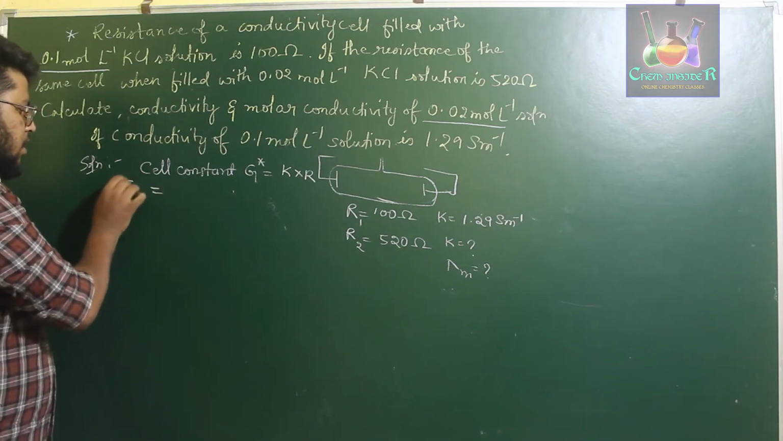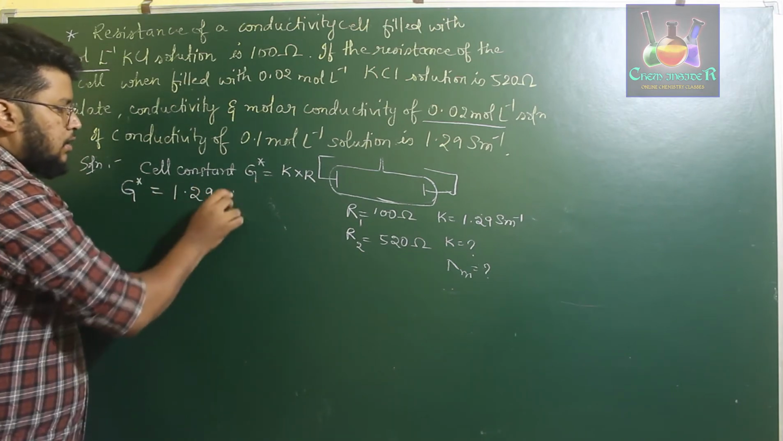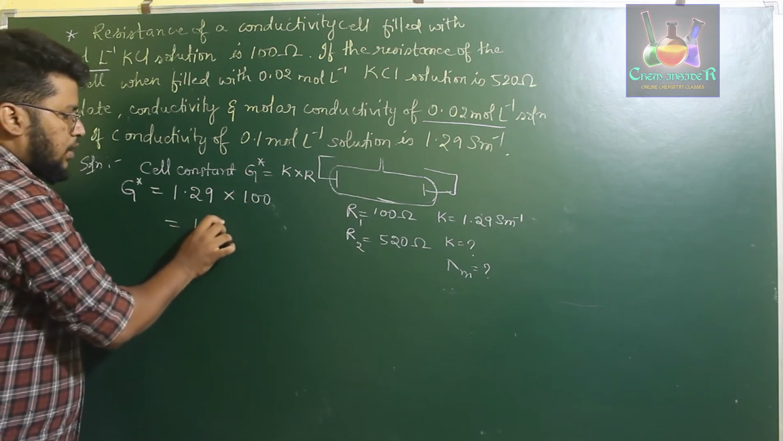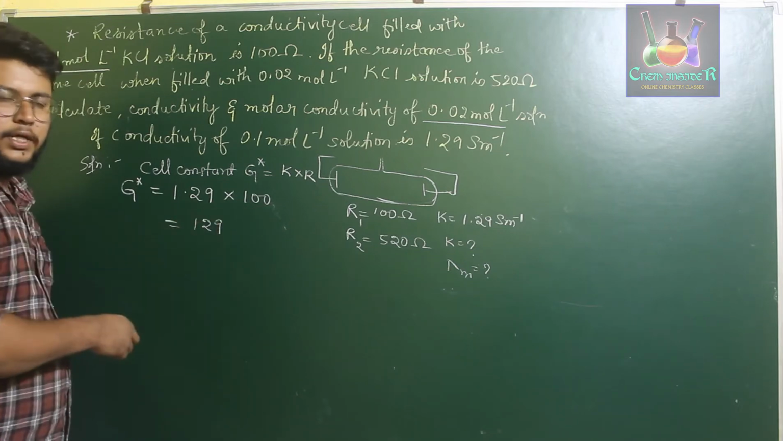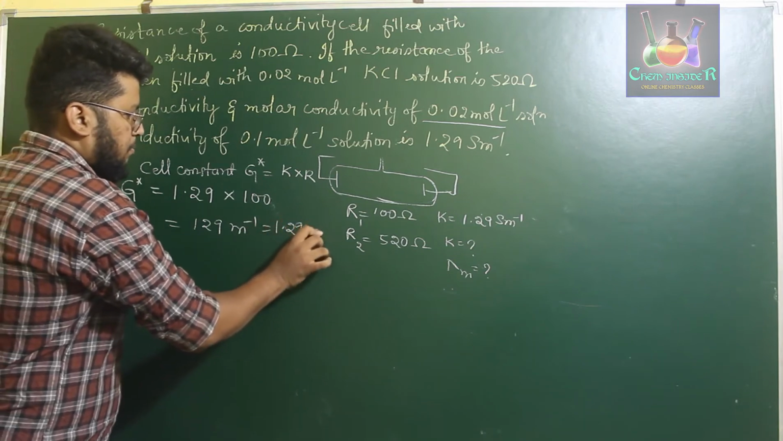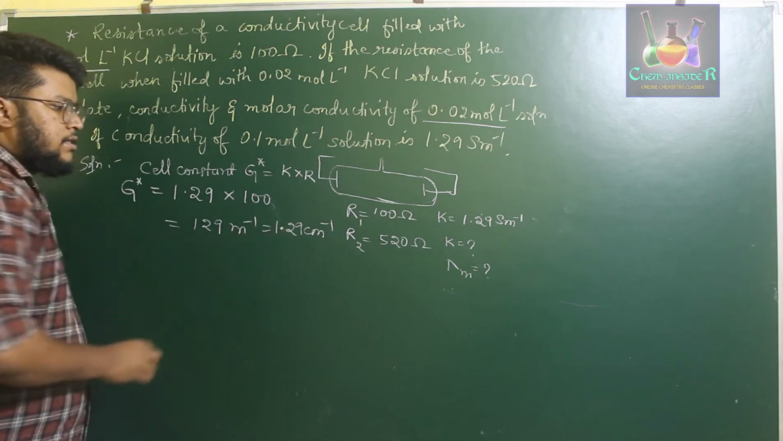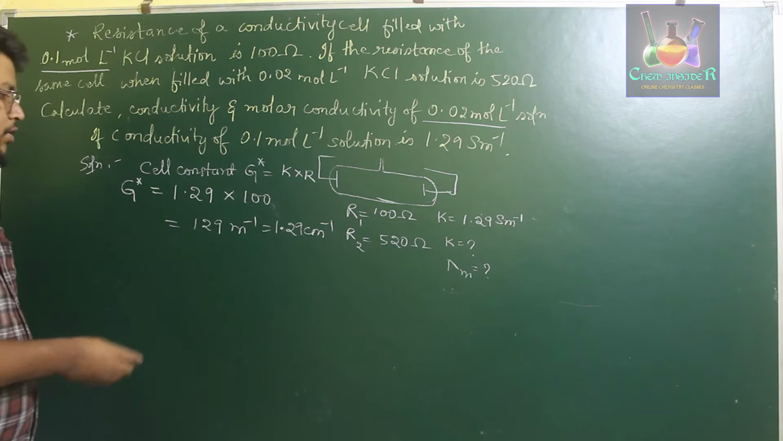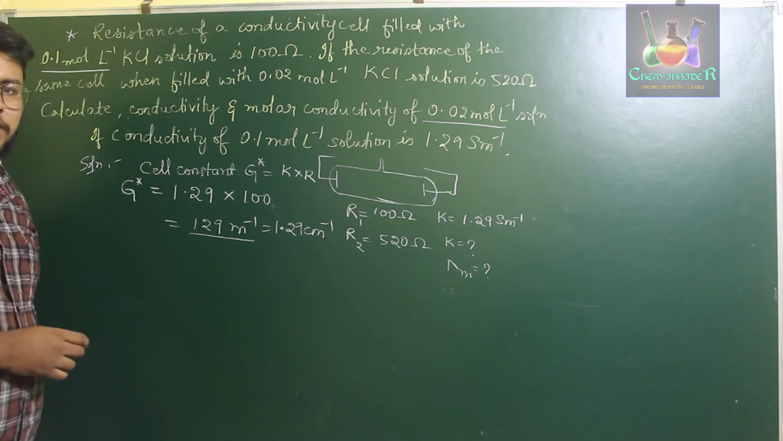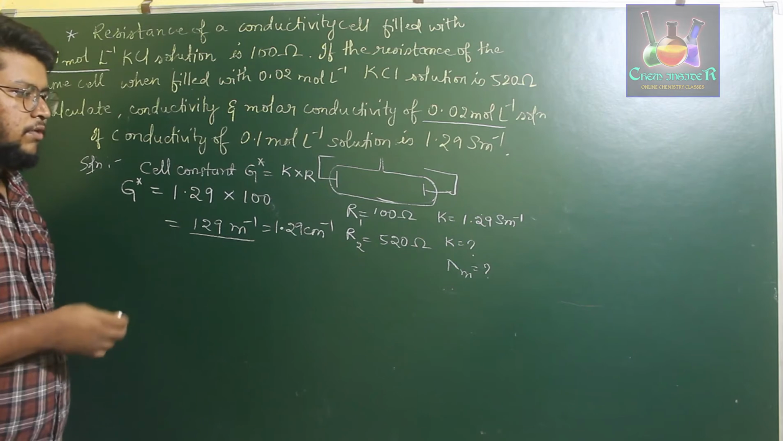So substituting the values, G star is equal to kappa, 1.29, into R, 100. That gives us 129. Siemens and ohm get cancelled. Remaining is per meter, which can also be written as 1.29 per centimeter. So the cell constant of the cell is 1.29 per centimeter, or you can also take 129 per meter. Once you determine the cell constant, we can use it to determine the kappa value of the second solution.